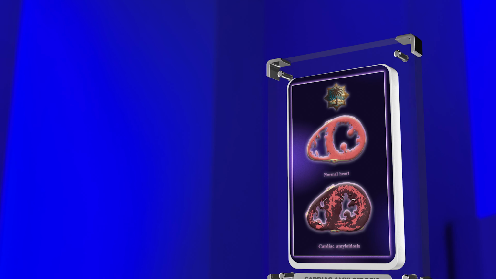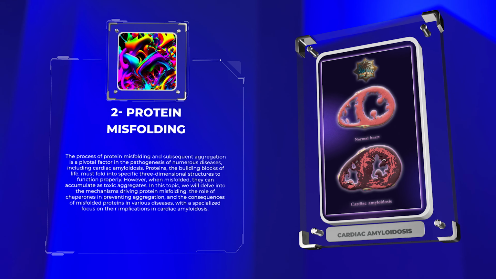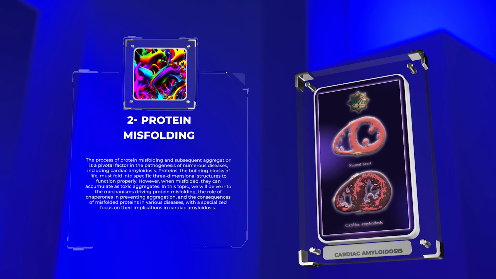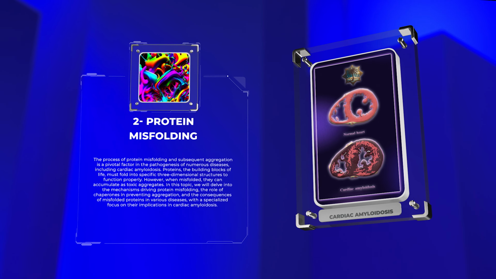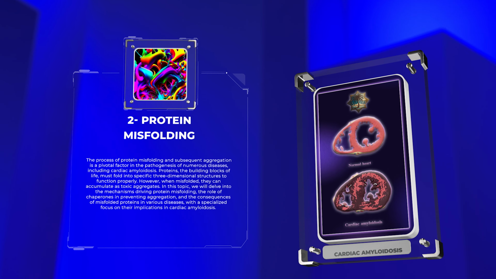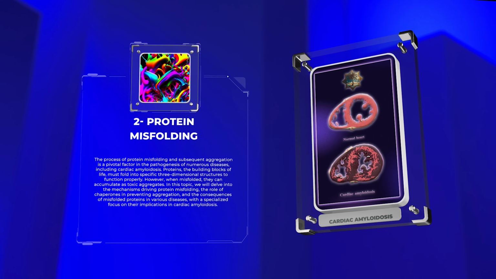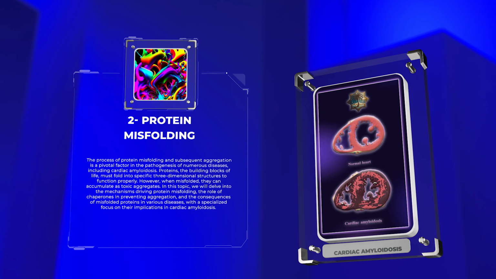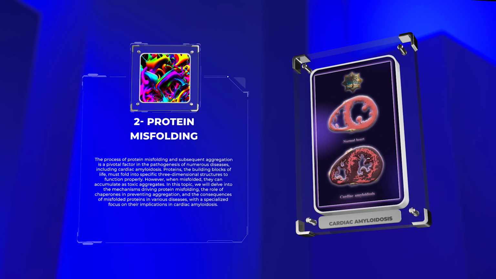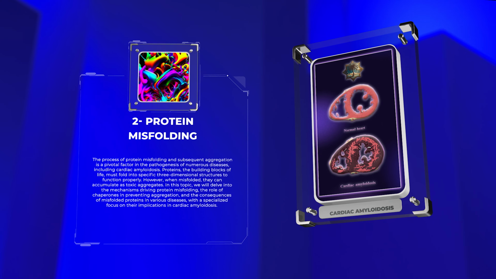The process of protein misfolding and subsequent aggregation is a pivotal factor in the pathogenesis of numerous diseases, including cardiac amyloidosis. Proteins, the building blocks of life, must fold into specific three-dimensional structures to function properly. However, when misfolded, they can accumulate as toxic aggregates. In this topic, we will delve into the mechanisms driving protein misfolding, the role of chaperones in preventing aggregation, and the consequences of misfolded proteins in various diseases, with a specialized focus on their implications in cardiac amyloidosis.